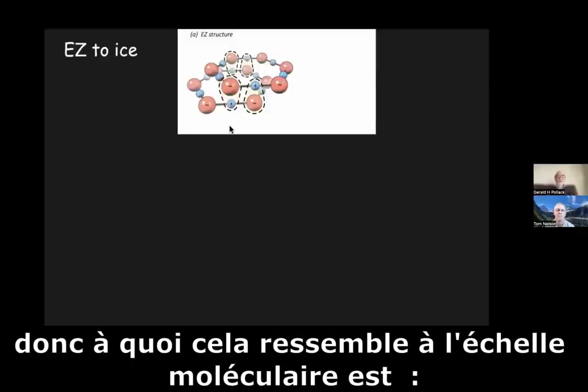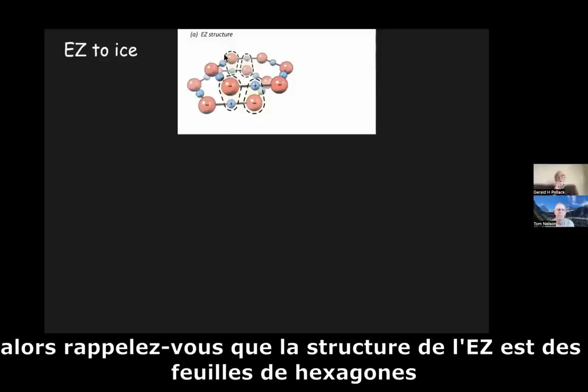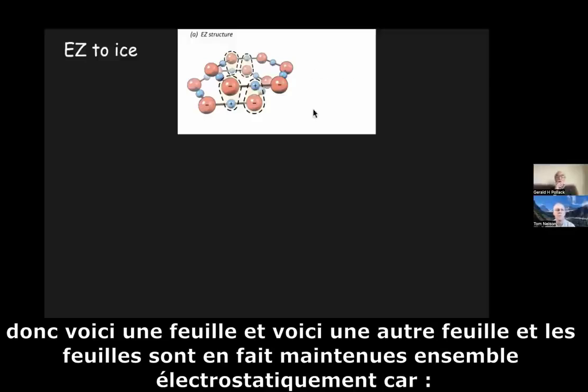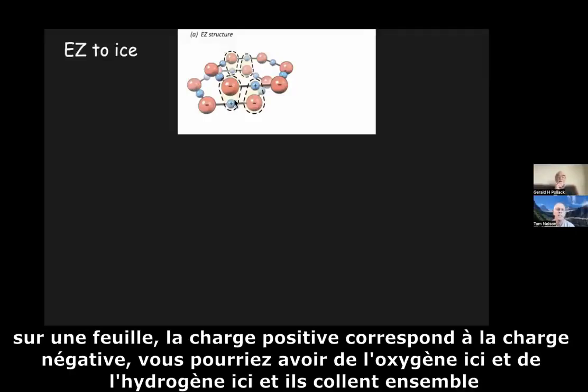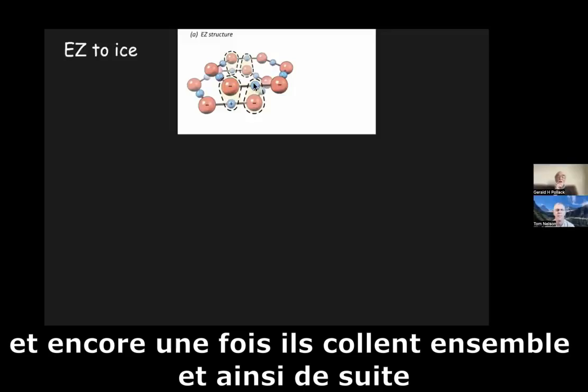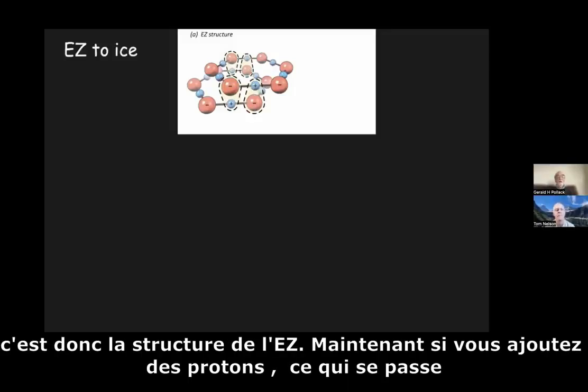So the way it looks on a molecular scale is, remember the EZ structure has these sheets of hexagons. So here's one sheet and here's another sheet. And the sheets are held together electrostatically because the sheets all have the same structure, but they're shifted from one another so that on one sheet, the positive charge matches up with the negative. You might have oxygen here and hydrogen here, and they stick together, and again, and so on and so forth. So that's the EZ structure.